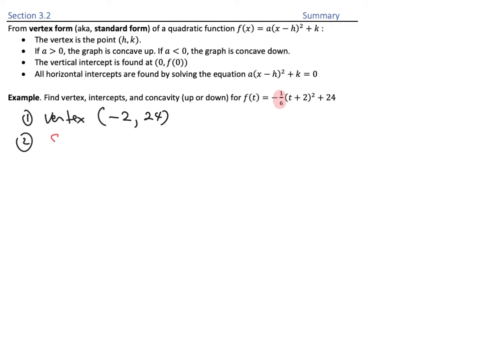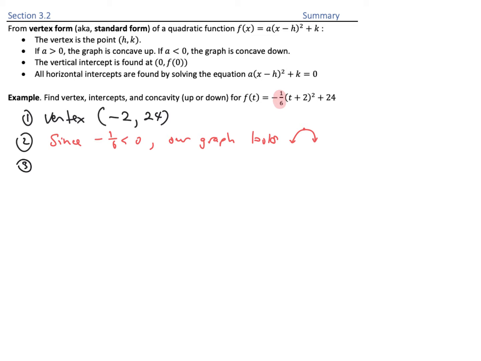So since that number is negative, we know that our parabola is concave down, so it has this shape, meaning our vertex is sitting right there, which means that that 24 that we're getting as the output for the vertex is actually the maximum output of the function, or the maximum y-coordinate on the graph.